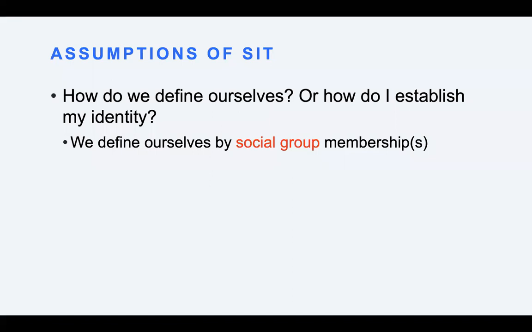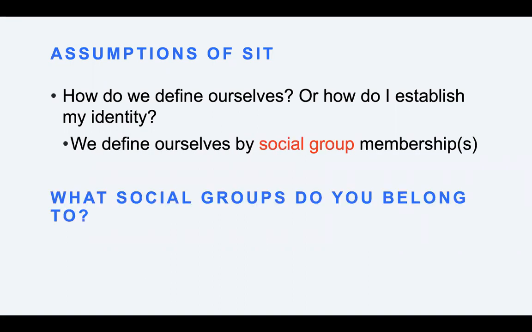So the assumptions of SIT. Let's go back to the first question that SIT asks. How do we define ourselves? Or how do I establish my identity? SIT says that we define ourselves by our social group memberships. So the groups that we belong to influence our identity. So you need to think about what social groups you belong to, because the social groups that you belong to establish your identity. And we'll talk more about that in a second.